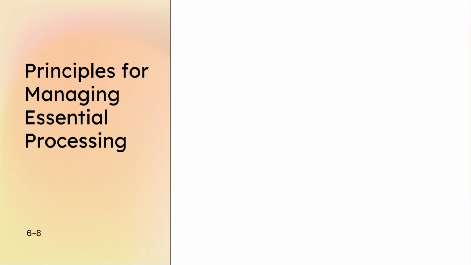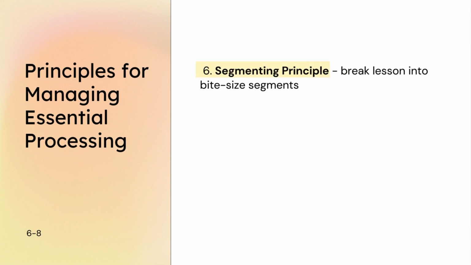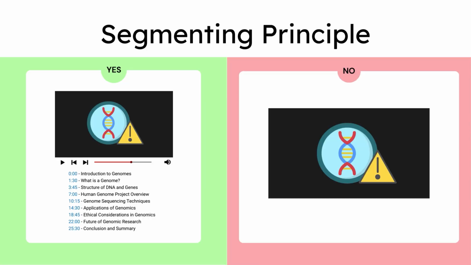Next, we'll explore how to manage essential processing by organizing content so it's easier to understand and retain. The segmenting principle recommends breaking down complex information into smaller, more manageable segments. This allows learners to absorb the material at their own pace, making the learning process less overwhelming. Present your content in bite-sized chunks and avoid the temptation to present everything all at once. Overloading learners with too much information can hinder their ability to retain what they've learned.